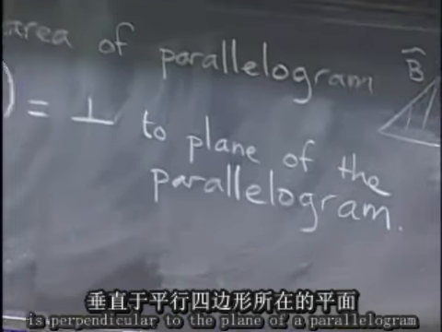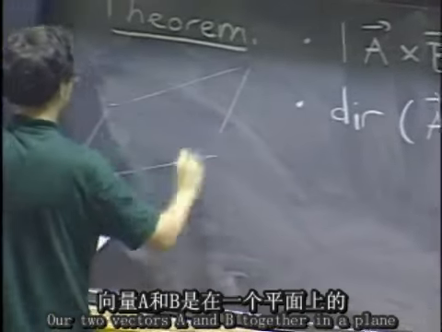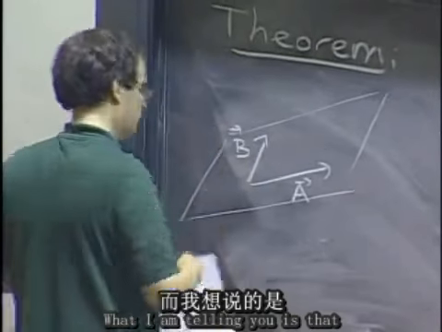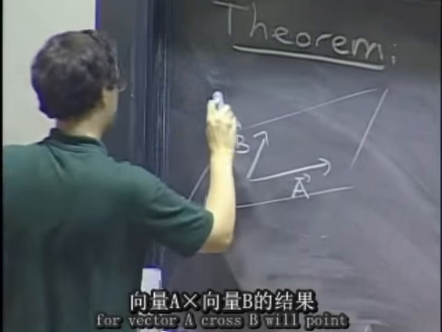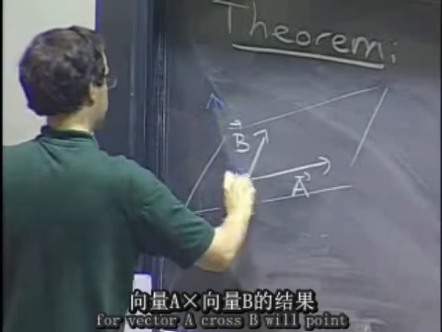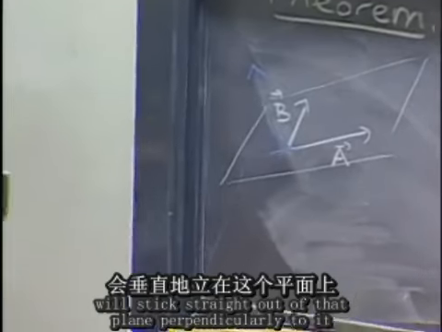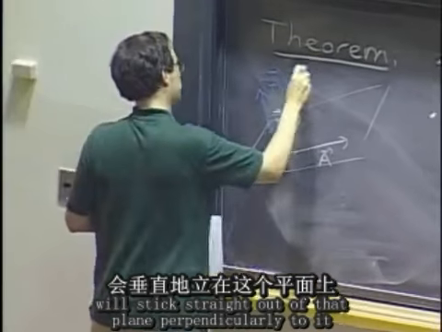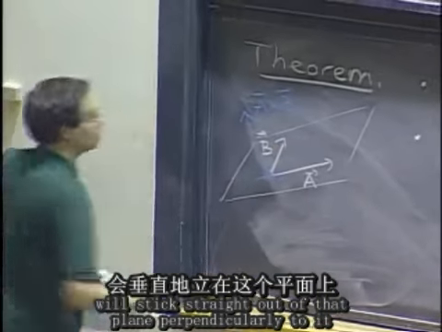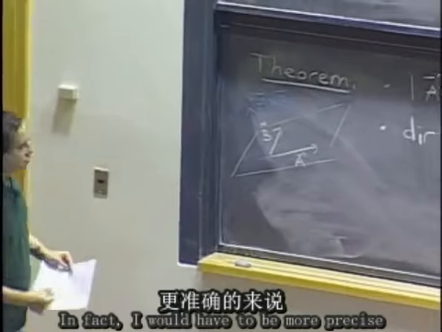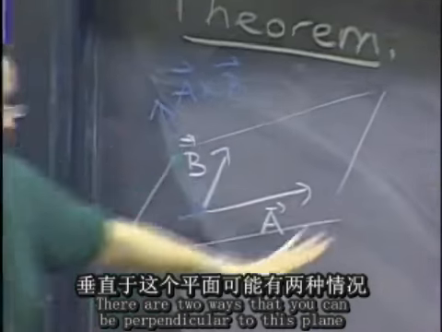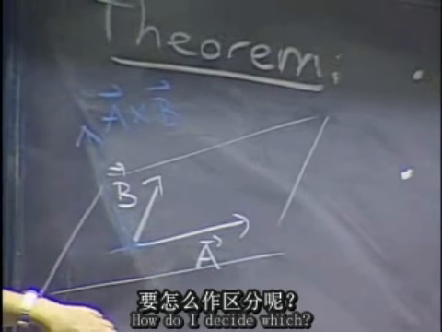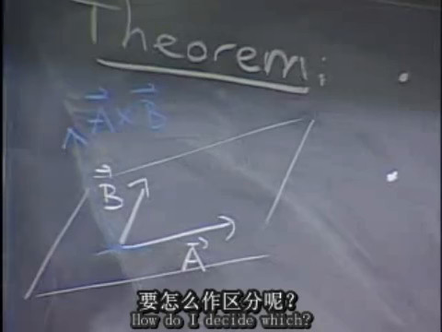So, our two vectors A and B together determine a plane. And what I'm telling you is that the vector A cross B will stick straight out of that plane, perpendicularly to it. Okay. So in fact, I have to be more precise. There are two ways that you can be perpendicular to this plane, right? You can be perpendicular pointing up or pointing down. How do I decide which?